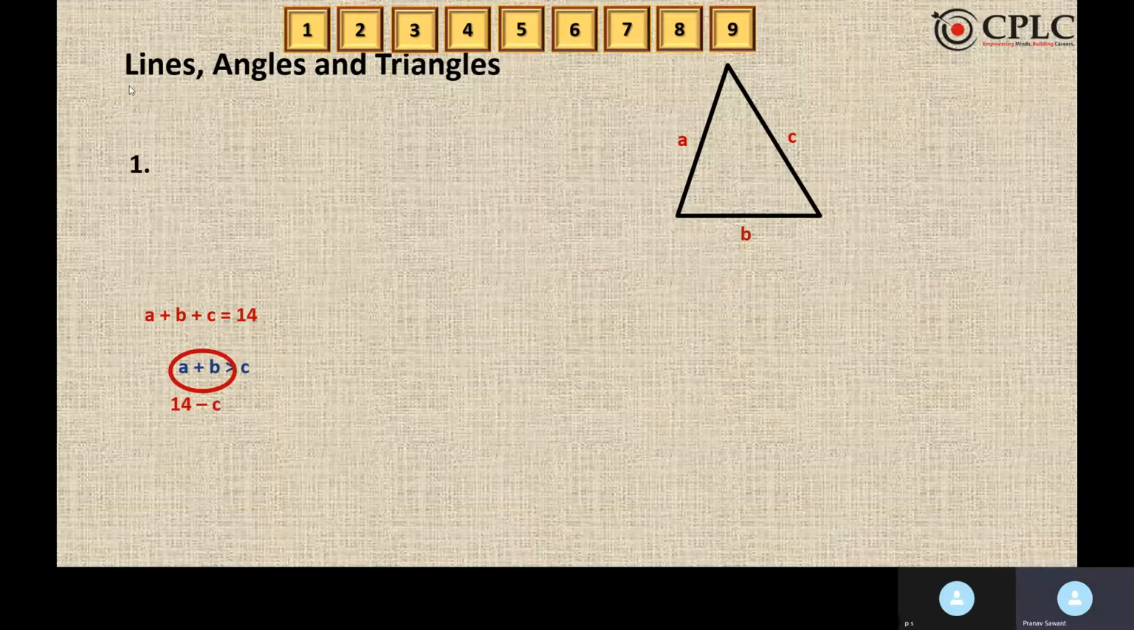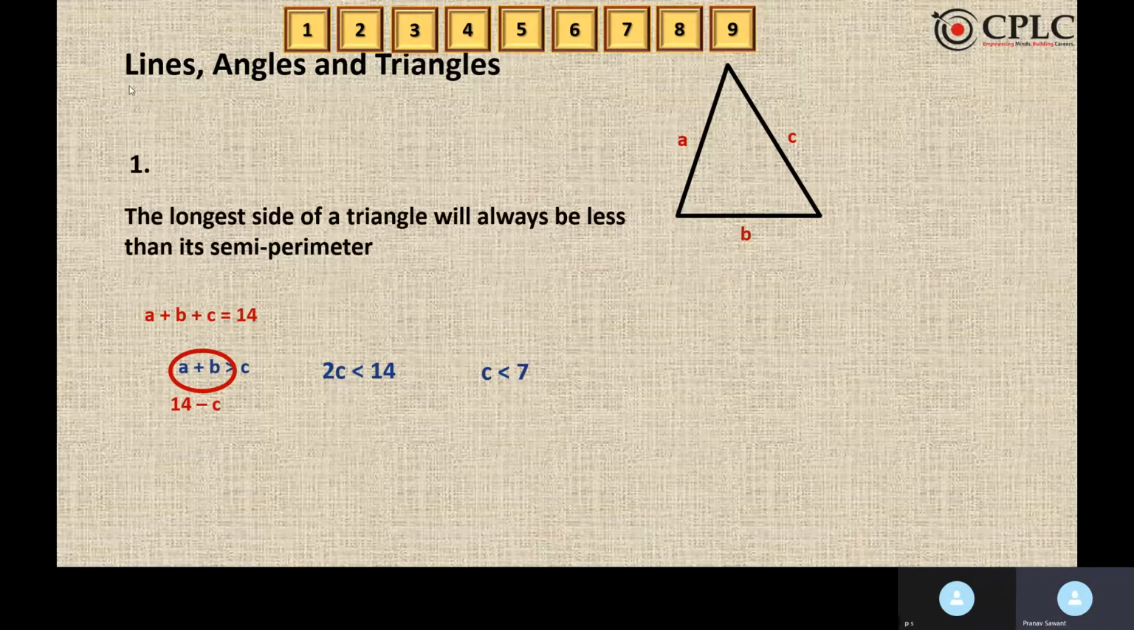So if we take it in this way, I'll transfer C to the right. It will become 14 minus C. Hence I'll get the value of A plus B as 14 minus C. And now this minus C would be transferred to the right. C and C will get added and I'll be left with 2C less than 14. So the value of C will be less than 7.